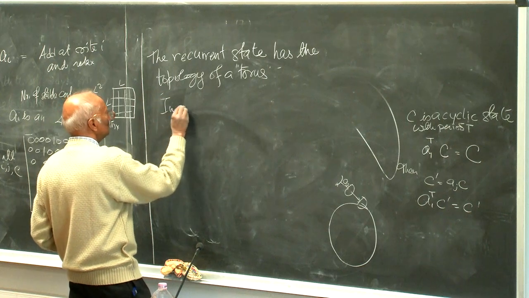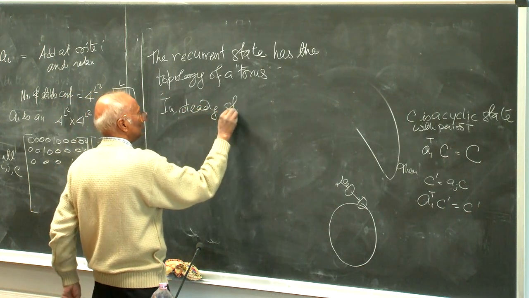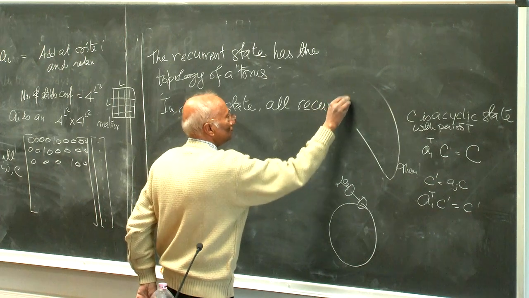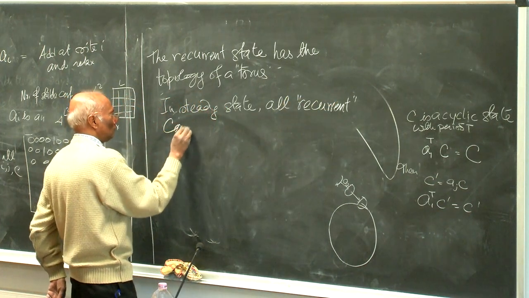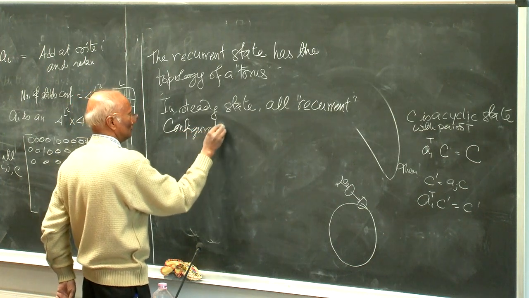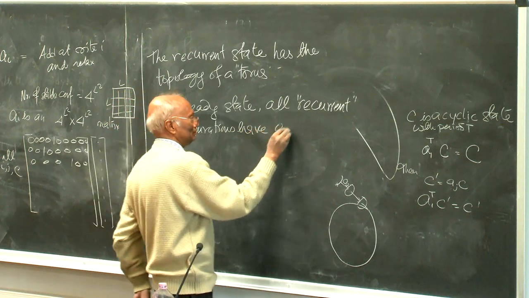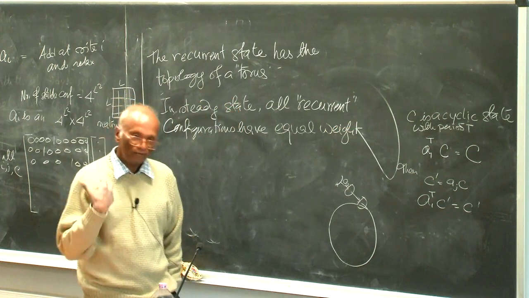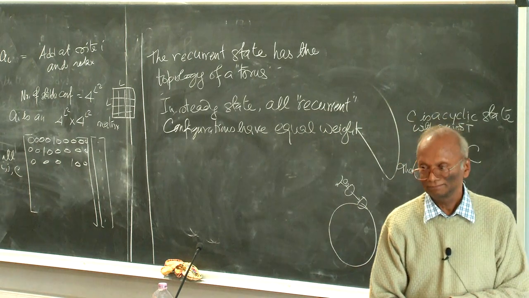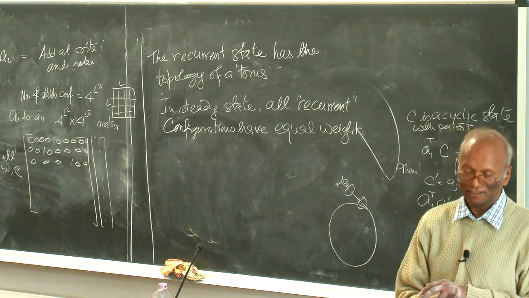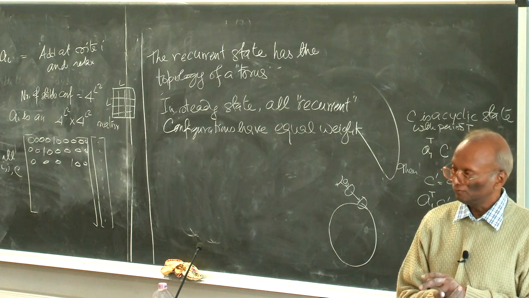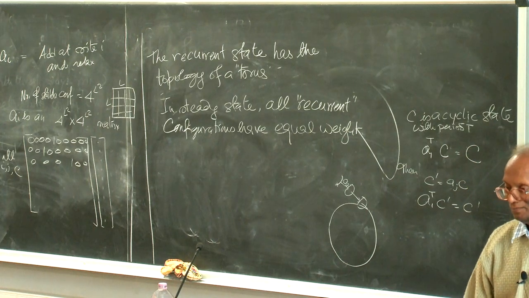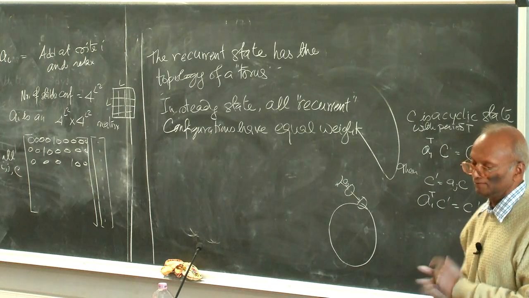In steady state, all recurrent configurations have equal weight. So there are some configurations which have zero weight in the steady state, and there are other configurations which all have equal weight in the steady state. Okay, so we have defined, I have to tell, given a configuration, is it recurrent or is it transient, but at least we know that all the recurrent configurations will have equal weight.